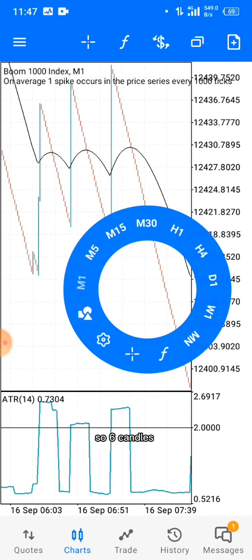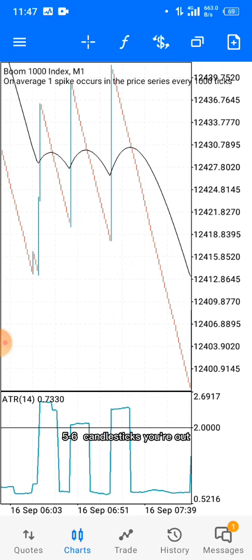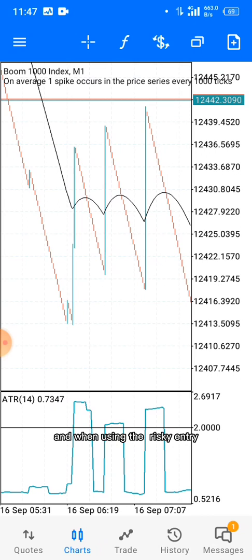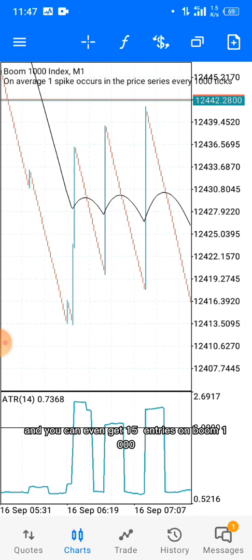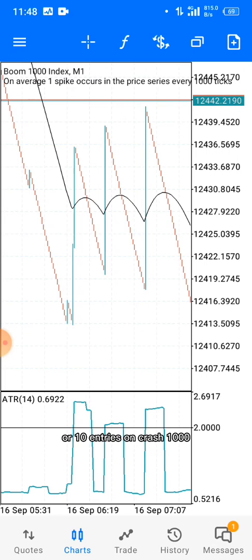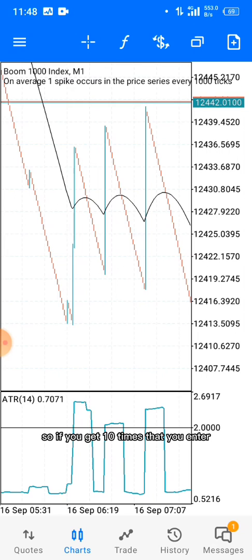So 6 candles, you're out, right? 5 to 6 candles, you're out. And when using the risk entry, you can even get 15 entries on Boom 1000 only, or even 5 or 10 entries on Crash 1000, depending on the day, right? So you are going to get a lot of entries, and if you enter each and every opportunity that you get, targeting $10 each entry you take, right? So if you enter 10 times, targeting $10 each time, that will be $100, right?